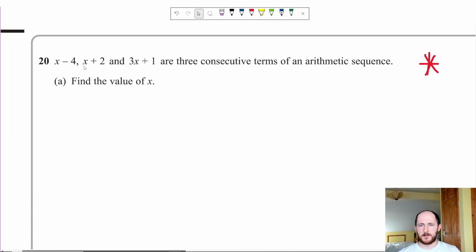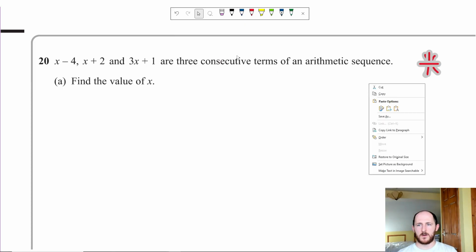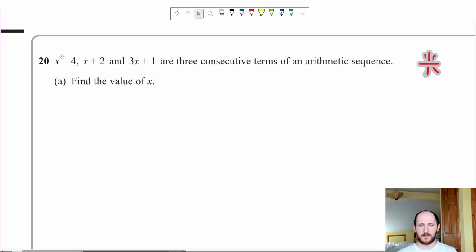So we have a part A and a part B. It has a bunch of algebra and it says x minus 4, x plus 2 and 3x plus 1 are consecutive terms in an arithmetic sequence. Okay, so what does that mean? Well, if we think about it, it means that between these terms we add a certain number, right?